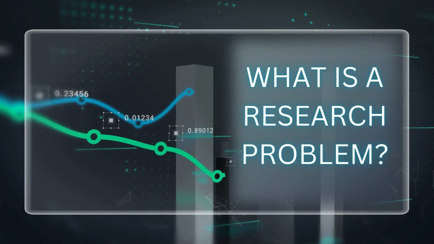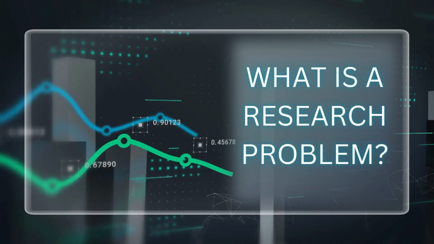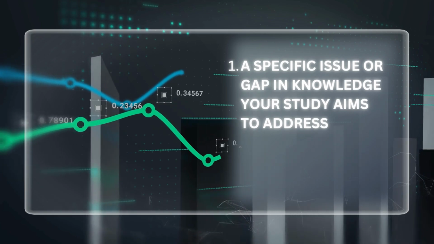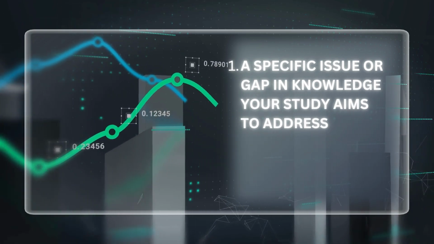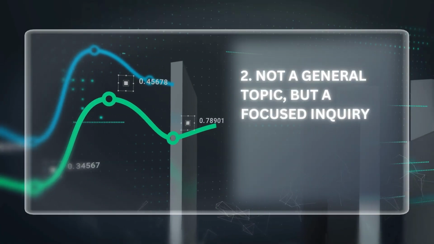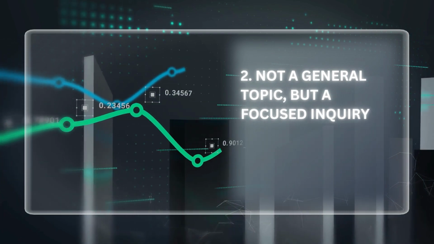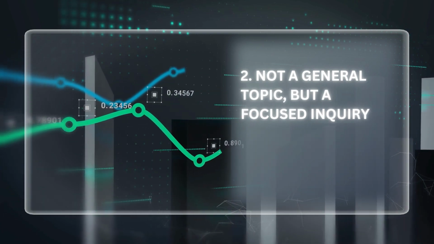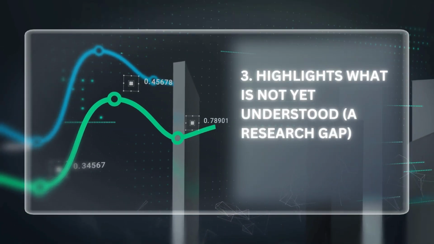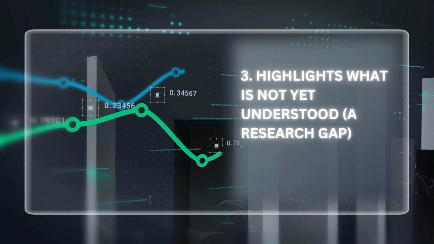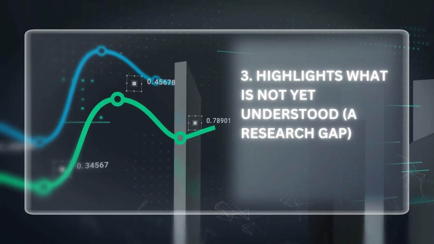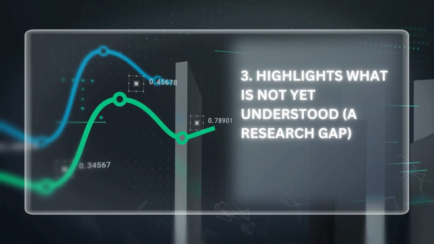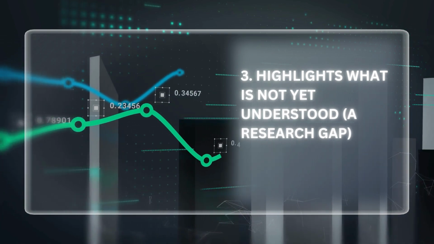So, what is a research problem? A research problem is the specific issue or gap in knowledge that your study aims to address. It is not a general topic, but a focused explanation of what your research is trying to explore or understand. More formally, a research problem identifies what has not yet been studied or fully understood in your area of interest. This is often referred to as a research gap.